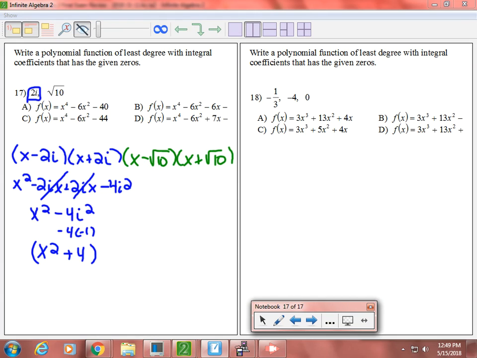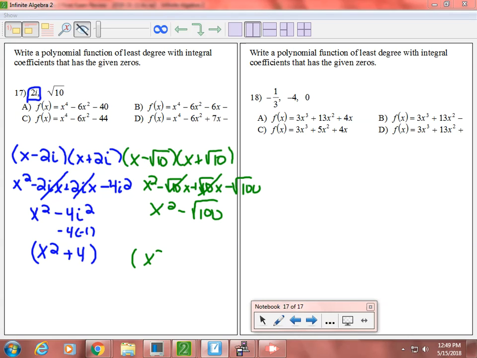So then I'm going to jump over here and do my square roots. So I have x squared minus root 10x plus root 10x and minus root 100. Those are going to go away. So I get x squared minus the square root of 100. Well, the square root of 100 is 10. So you get x squared minus 10.